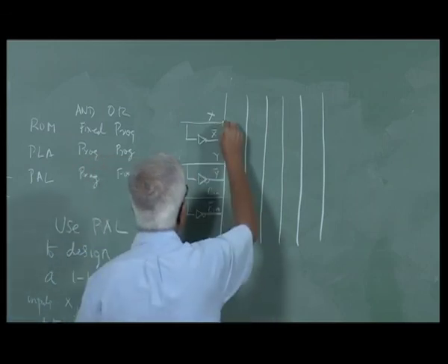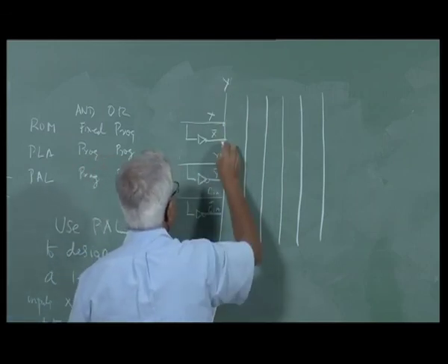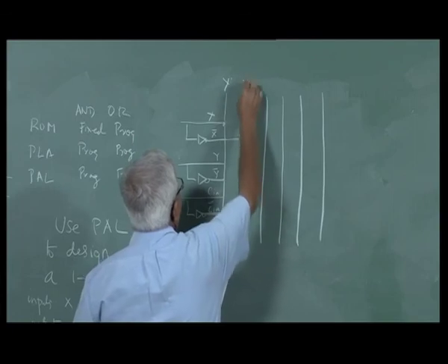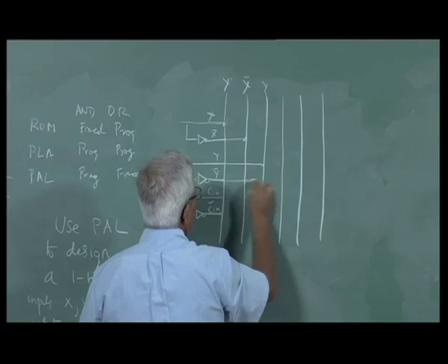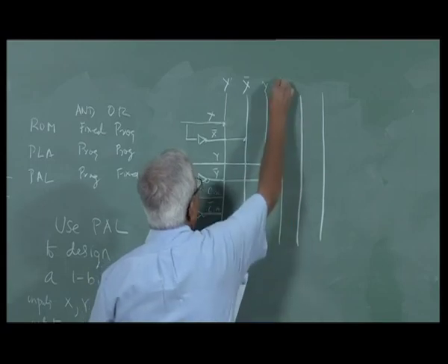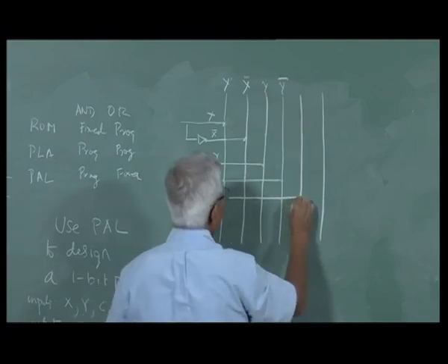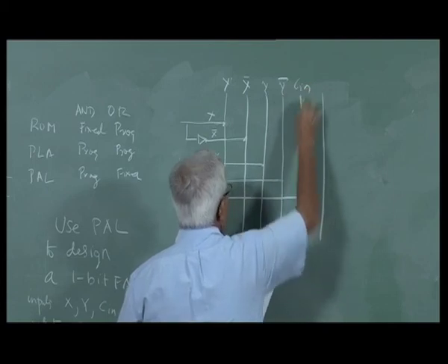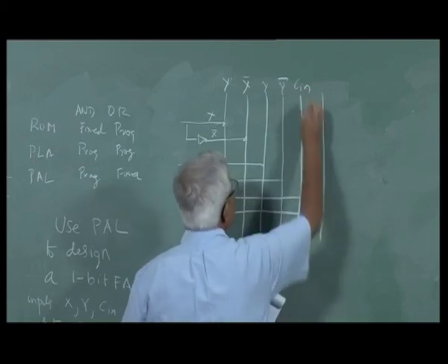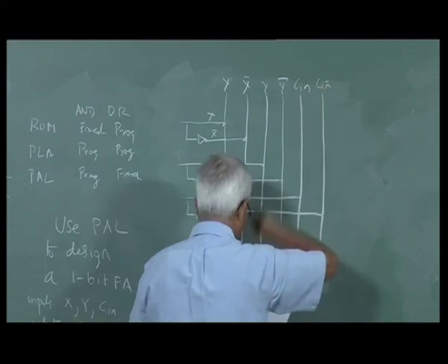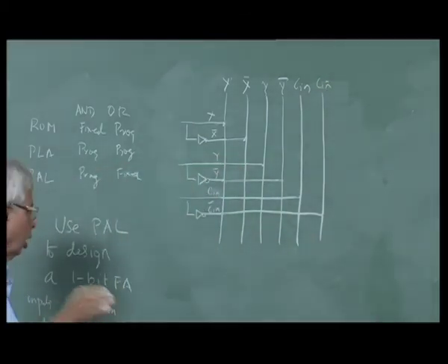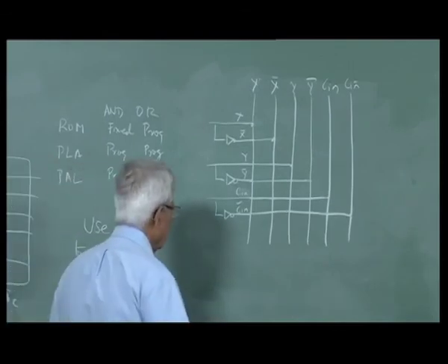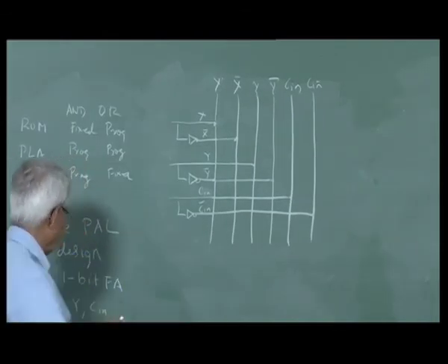So this is X, X bar, Y, Y bar, Cn, Cn bar. Now I have two OR gates. This PAL consists of two OR gates. Now I have to specify.